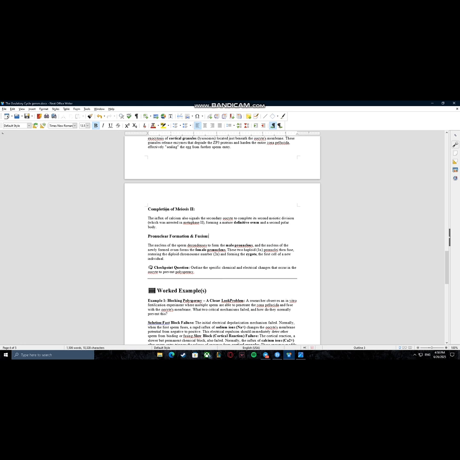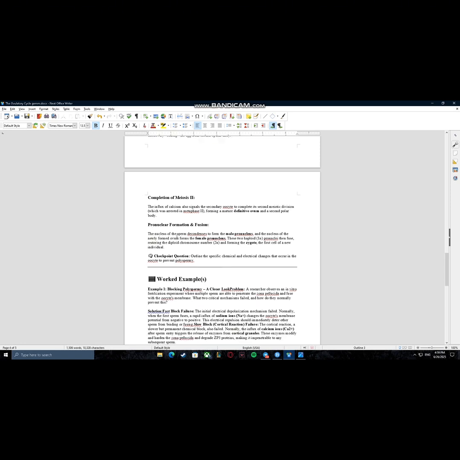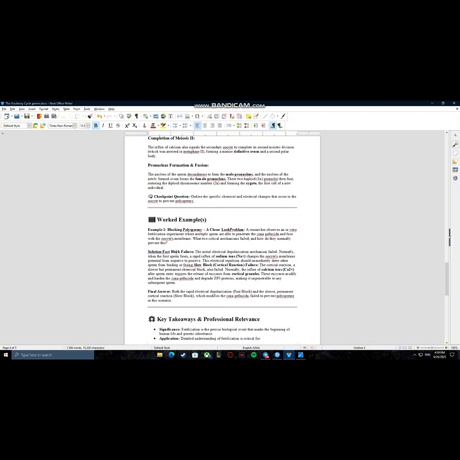entry. The influx of calcium also signals the secondary oocyte to complete its second meiotic division, which was arrested at metaphase 2, forming a mature definitive ovum and a second polar body. The nucleus of the sperm decondenses to form the male pronucleus, and the nucleus of the newly formed ovum forms the female pronucleus. These two join together, restoring the diploid chromosome number and forming the zygote, the first cell of a new individual.